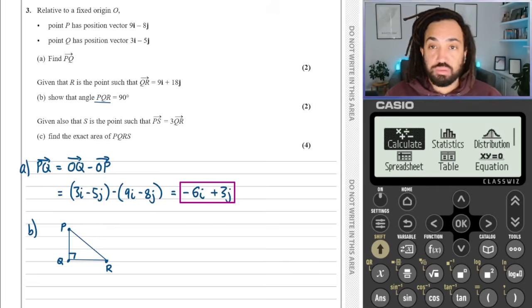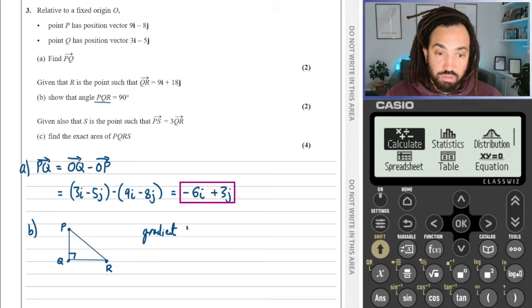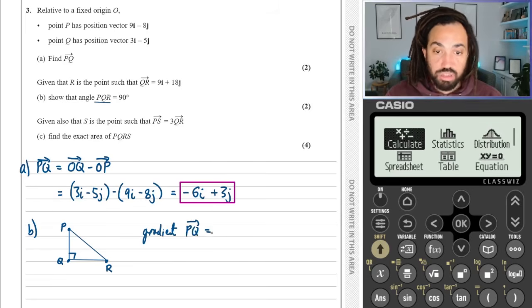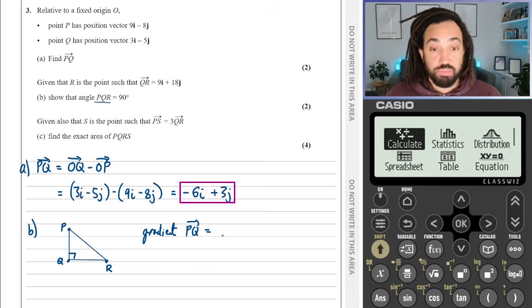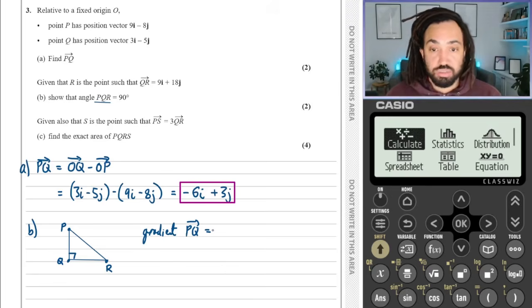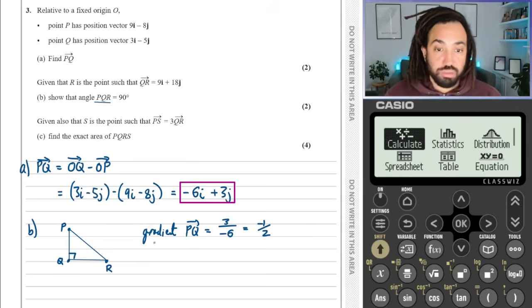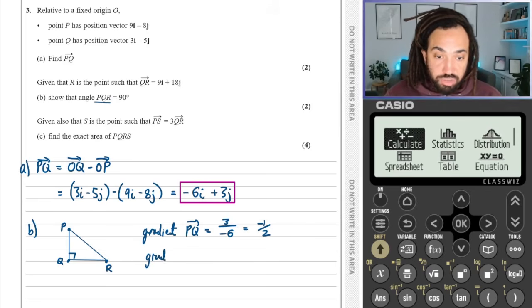What we're going to do is we're going to work out the gradient of P to Q, which is just simply the j coefficient divided by the i coefficient, because j is going up, i is going to the side, so the gradient is changing y over changing x, so the vertical. So P to Q, the vertical is 3, and then over the horizontal is minus 6, so that gives us a total of minus a half. Okay, now if we can work out Q to R, oh, we don't need to, we already have it.